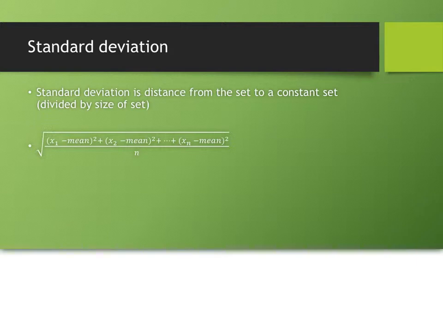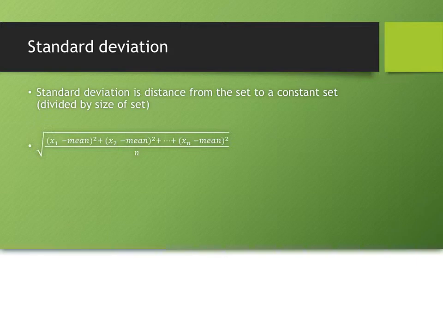Now, a second measure of spread is called the standard deviation. And notice I have these X sub numbers, which are just the numbers in our set. So X1 is the first number in our set. What you're going to do is subtract the mean, and whatever you get after you subtract it, you square it. You take X2 minus the mean, and you square it. You keep doing that for every single number in your set, then you add them all up, divide by n, and then take the square root.